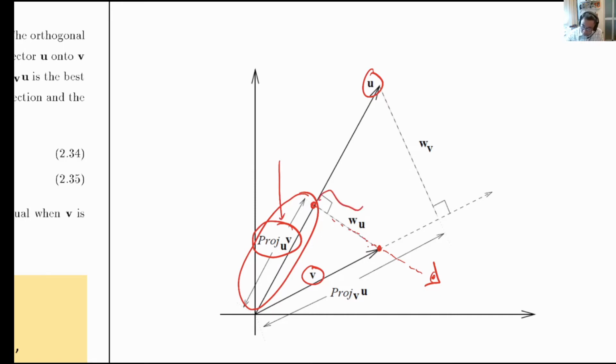And because there is some residual and we want to complete it, we'll just find v is equal to the projection of v onto u plus the residual wu, which is orthogonal to u.